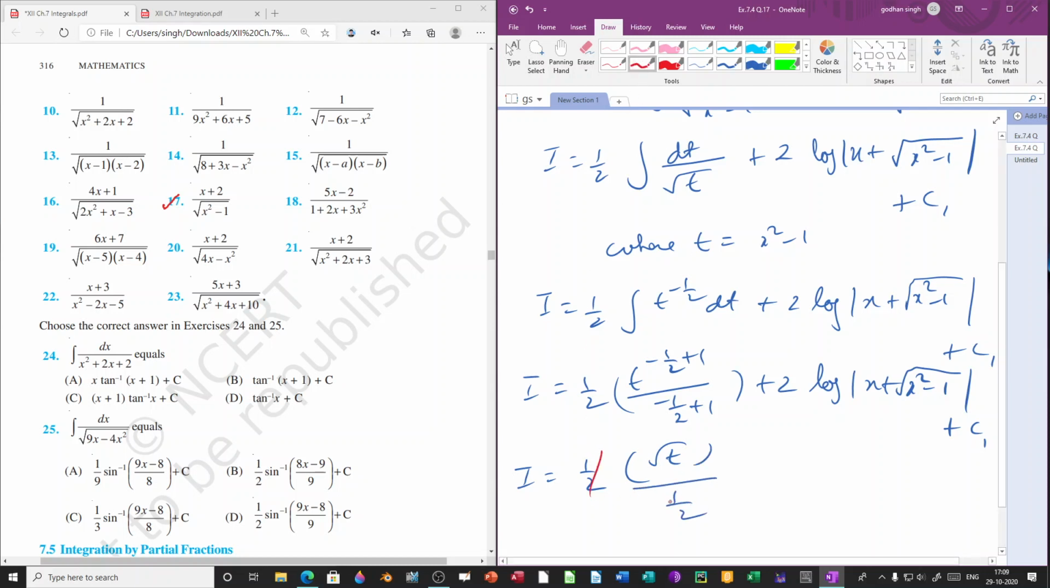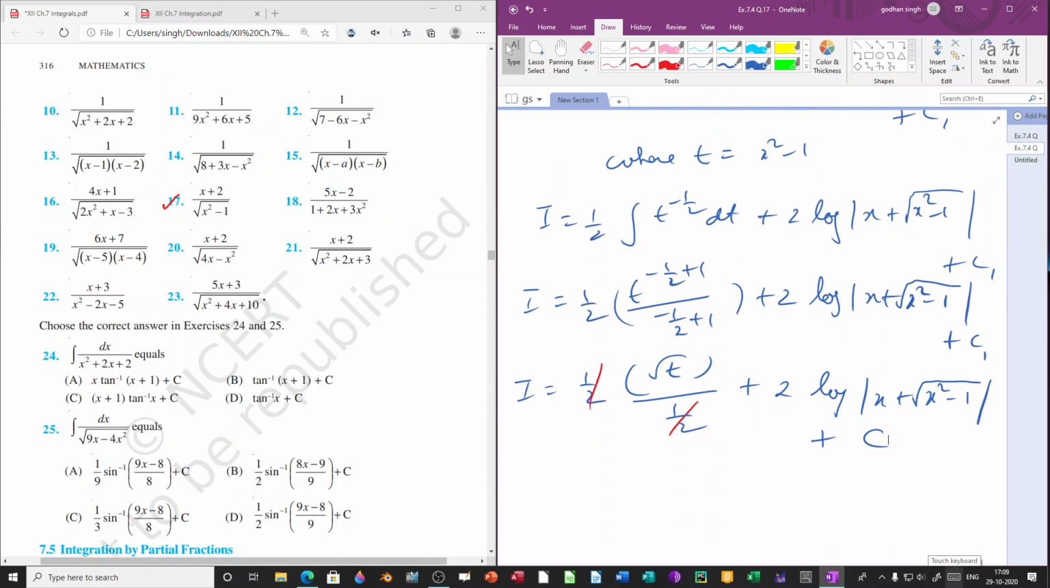Now half and half cancel out, and we'll be getting plus 2 log, and this can be written as mod of x plus root of x square minus 1 plus c. And here what we can do, because we have already integrated here, so we can write this as plus c2 plus c1 plus c, where c equal to c1 plus c2. c2 is actually the constant for this first integral, and c1 is the constant for the second integral.